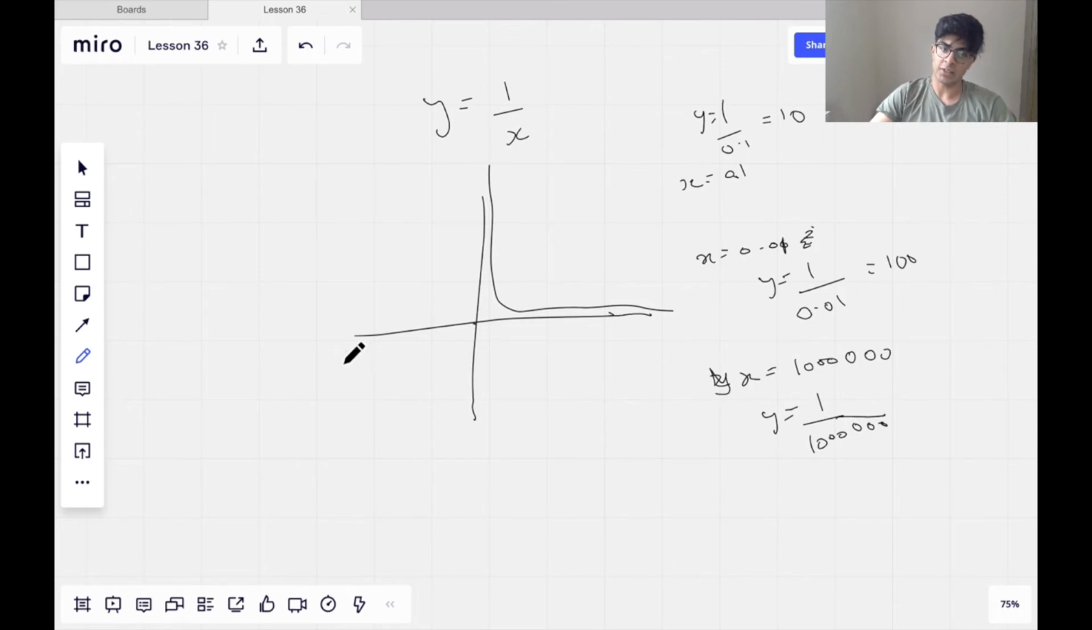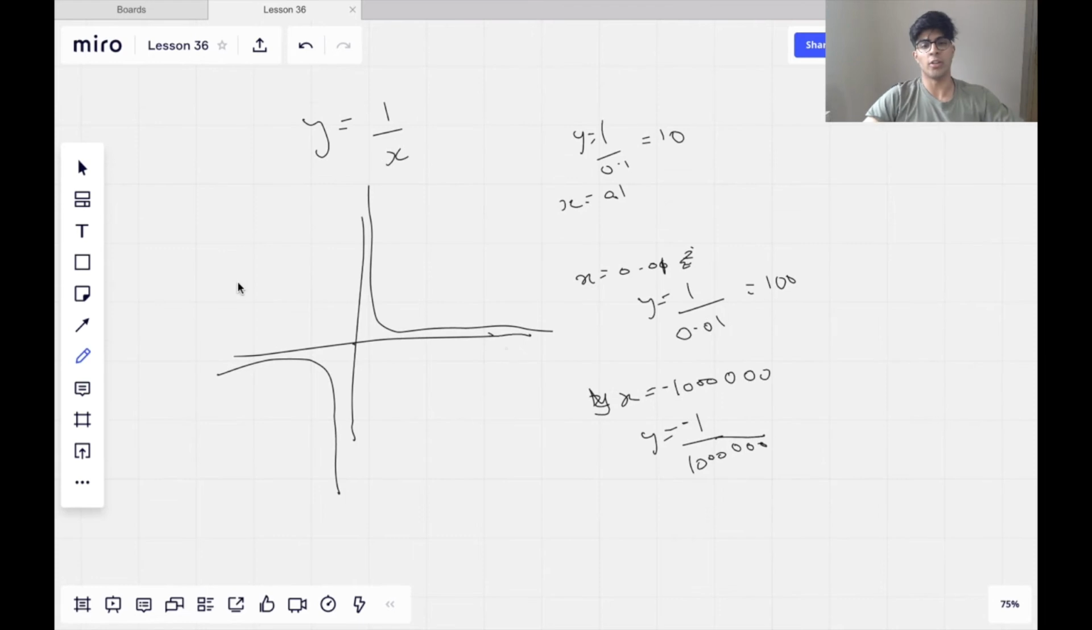On the negative side, you've got the same thing: if x is minus this, then y is minus that. That's why it looks something like this, and why the y values are negative here. And that's what a reciprocal graph looks like.